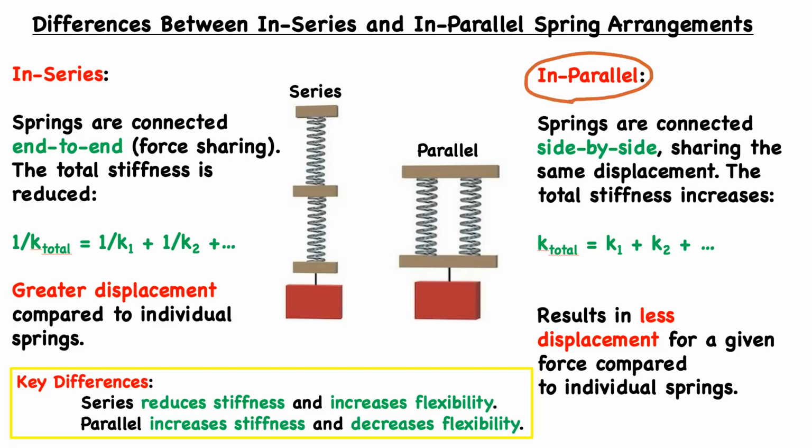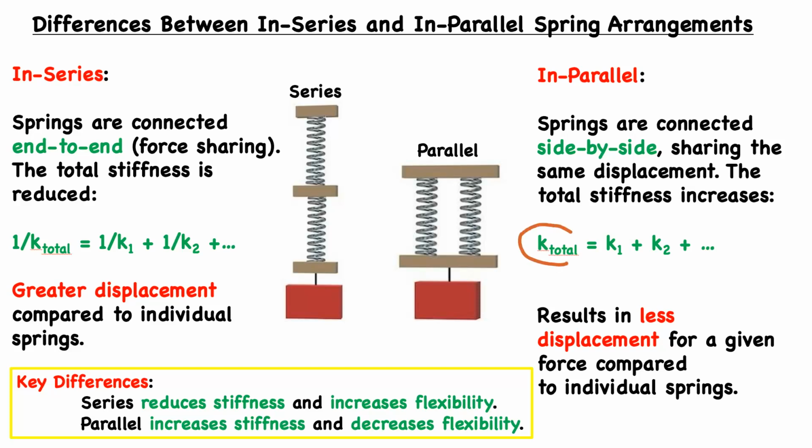So in an in-parallel arrangement, springs are connected side by side rather than end by end. And now note that this is side by side, not side to side. So the springs themselves aren't directly connected, but they are configured parallel to one another. So in this case, they share the same displacement. We couldn't have this first spring displace any less than this second spring, which is not true of the in-series arrangement. So in this case, the total stiffness actually increases.